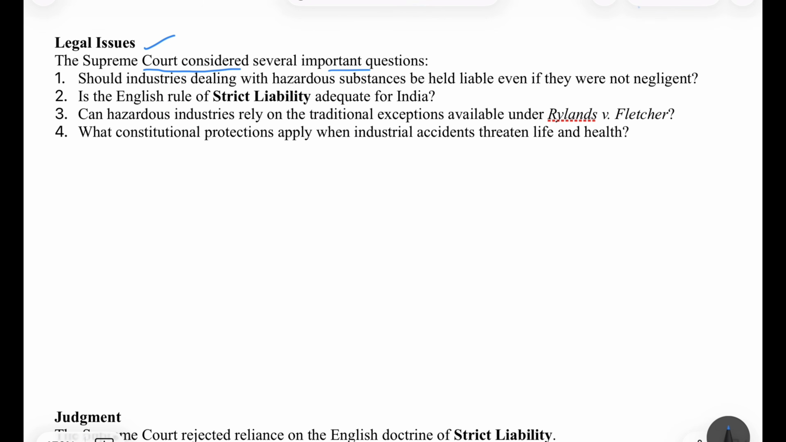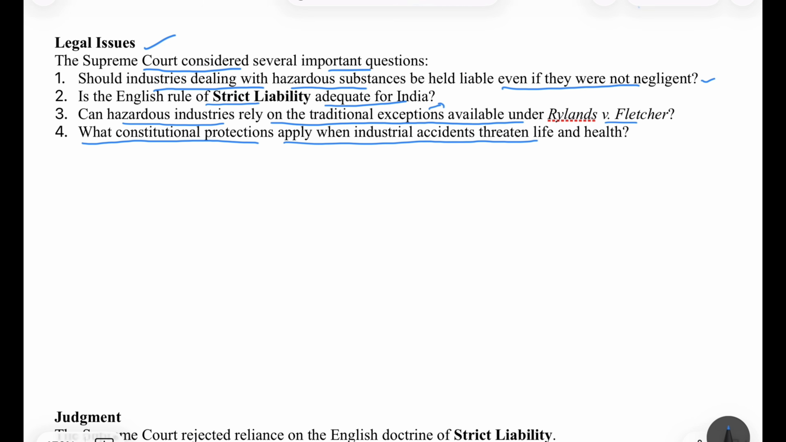The legal issues involved in this case were as follows. Firstly, the Supreme Court considered several important questions. Should industries dealing with hazardous substances be held liable even if they were not negligent? Next, is the English rule of strict liability adequate for India or not? Can hazardous industries rely on the traditional exceptions available under Rylands versus Fletcher? What are the exceptions available? I have discussed them in the previous slide: act of God, act of a stranger, and the plaintiff's conduct. And what constitutional protections apply when industrial accidents threaten life and health? These are the legal issues.